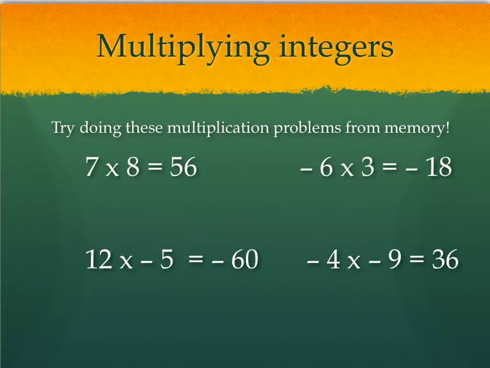Did you get these answers? 7 times 8 is 56. -6 times 3 is -18. 12 times -5 is -60. And a negative times a negative, -4 times -9, is +36.